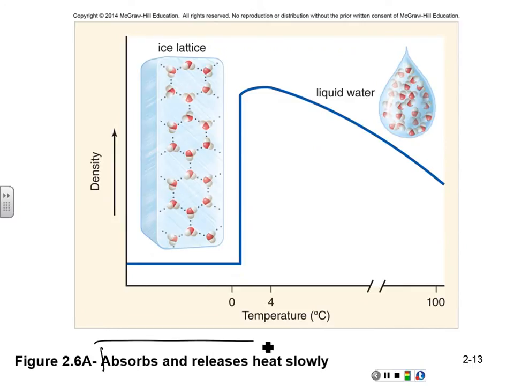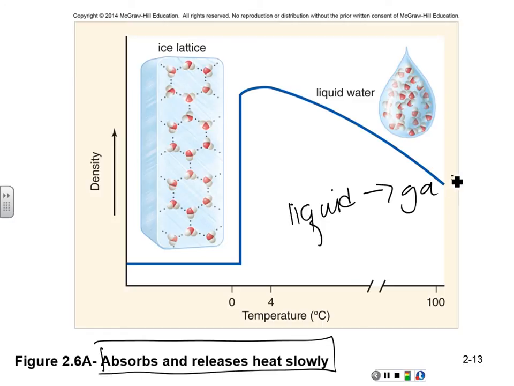Another property of water is that it absorbs and releases heat slowly. When water changes from a liquid to a gas, it releases heat. I'll show you a picture in just a second, but let me first explain the density of water as well. And this will, when we talk about ice, help with the next example.